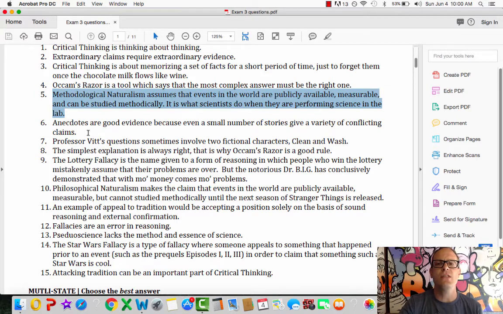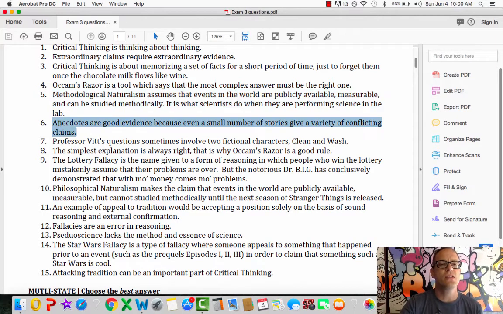Number 7 is kind of a silly joke. Number 6 is false. Remember, an anecdote is a fancy name for a story. And the problem with stories as evidence, at least one of the problems, is that we get bunches of different stories about one event. So, take, for instance, something like Elvis, right? Elvis dying.